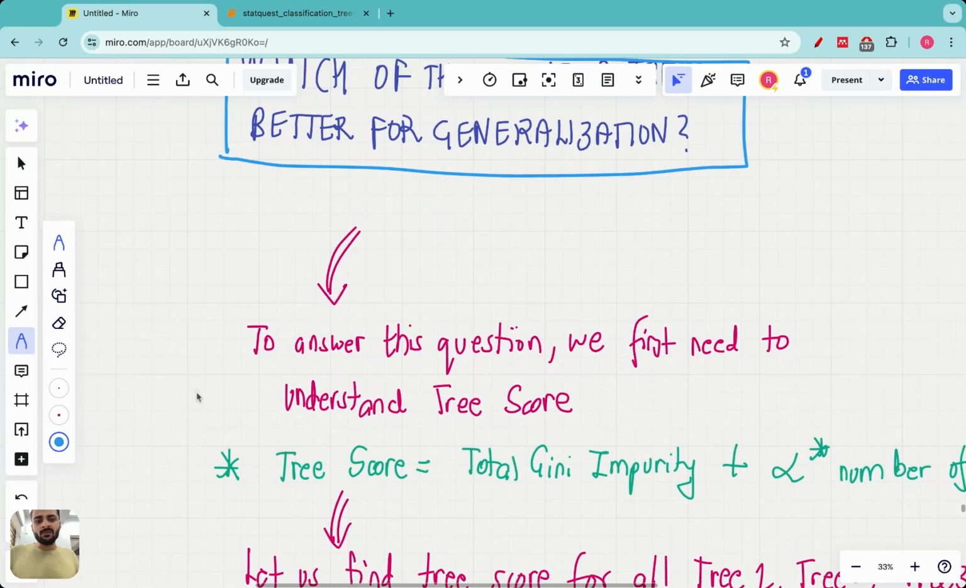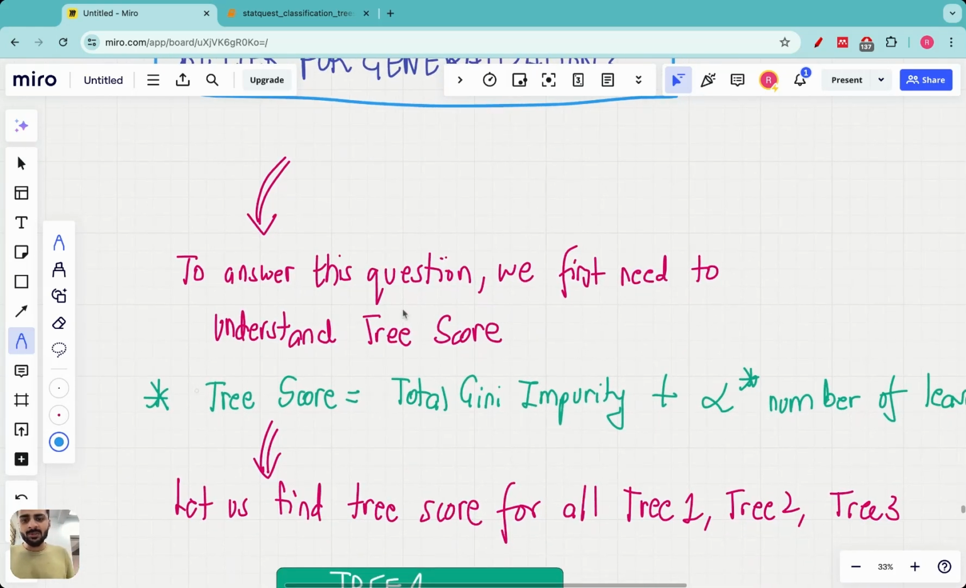To answer this question, first we need to understand a metric which is called tree score. So what we will be doing is that we will define this new metric called tree score, and we will be evaluating this metric for all of these three different trees. And you will see in a moment why we are doing this. If you're familiar with regression, the tree score is very similar to the regularization in regression, and you will see why.